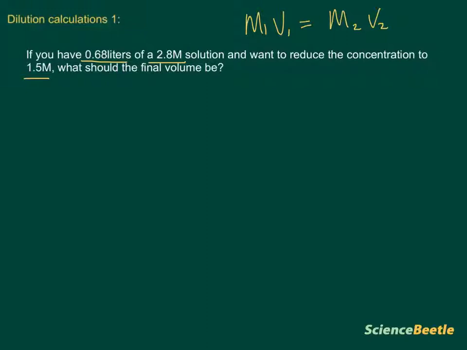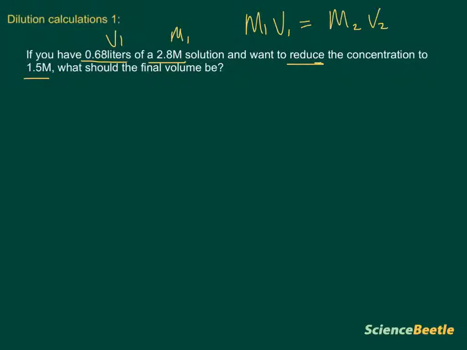We'll start at the very first number, so 0.68 liters. This is a volume, so this would be my V1. The 2.8 molar is going to be my M1, since that is the first concentration. Another key word that will give you a clue here is "reduced." This means that you're going to have a reduction.